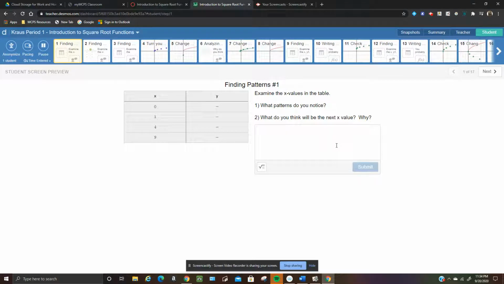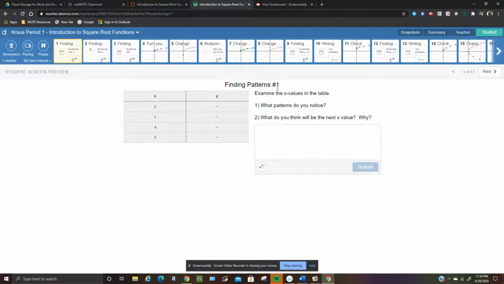This is a video of the introduction to square root functions in Desmos. So we'll cover this in class, and then you can look at this video if you need to after class to see the answers to the slides here.